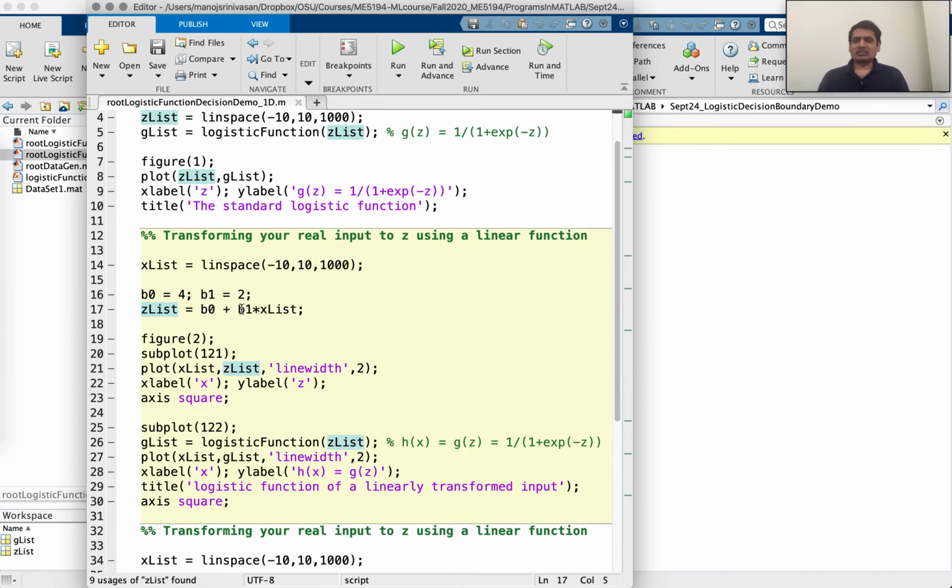Of course, z versus x is just going to be a linear function. But we can also plot g versus x, right? So we can compute g of z, this new z, which is a linear transformed version of our input. G of z is of course the logistic function, but g as a function of x is going to be a shifted and scaled, but in terms of the slopes, logistic function. So let me run this thing.